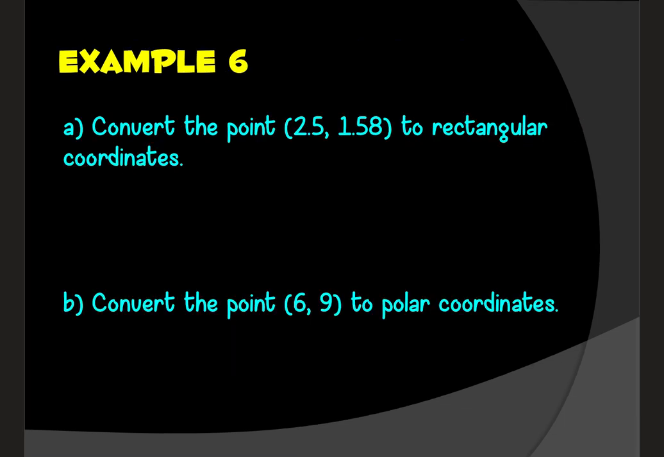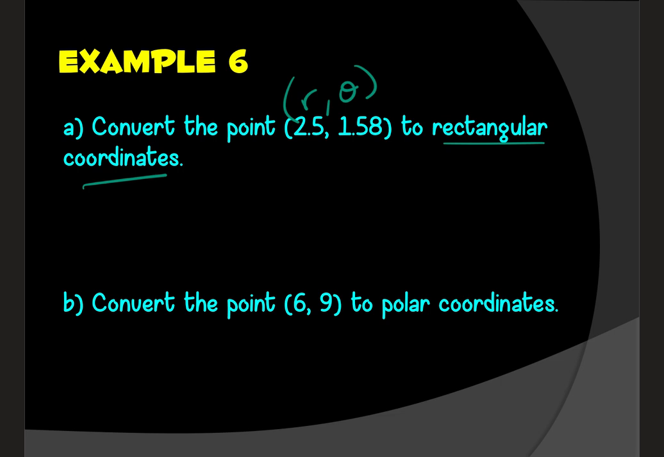Next thing we're gonna do is convert. It says convert the point 2.5, 1.58 to rectangular coordinates. This is when it's really hard to tell if this is polar or rectangular, because they're decimals and not necessarily have pi in them, so be careful. Pay attention to what it's saying. It's saying we're going to rectangular. That means this is polar, and I want to go to rectangular.